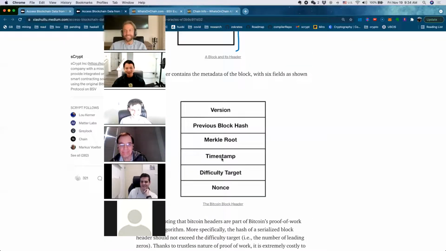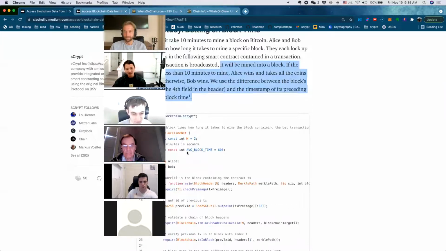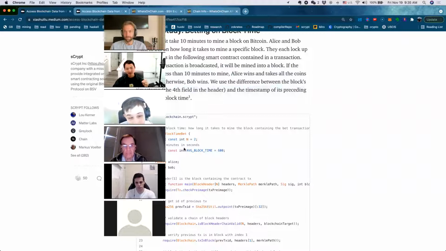Let's keep going. So once we have 2 blocks, you have the timestamps, then you can compute the difference. That's the example I put here. We know the block time is on average 10 minutes. Here I just have a very simple betting contract. Alice and Bob are betting whether the next block is going to be mined within 10 minutes or over 10 minutes. They have a transaction containing this contract, they broadcast it, and then the next block will be mined containing this transaction.